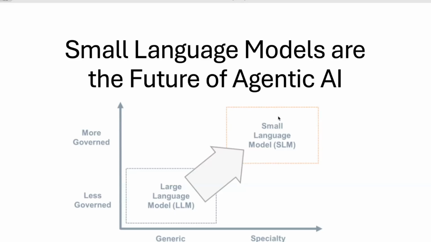Today we are going to look into a position paper on small language models are the future of agentic AI. So if you think about the large language models, these are more like generalists and they are able to perform the general tasks very well. While the small language models are more specialized in certain domains and can be governed and operated at a much lower cost.